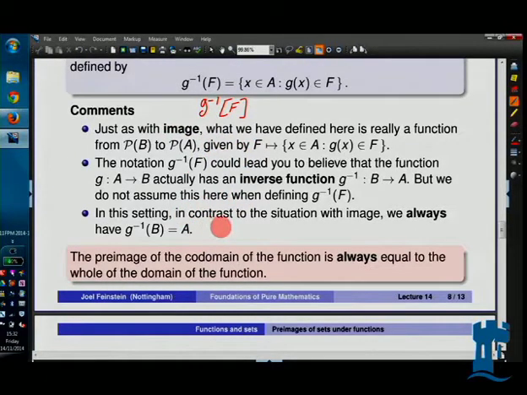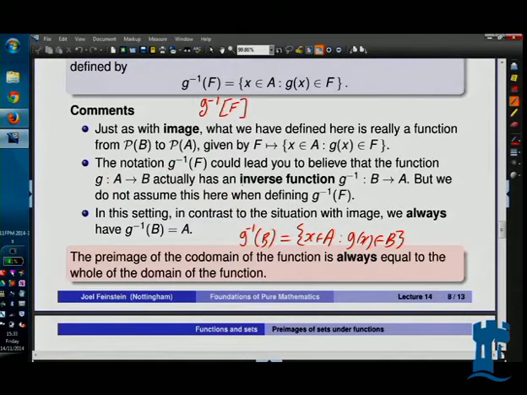And something interesting happens here. The preimage of the codomain is always equal to A. Why is that? Because the definition of g to minus 1 of B is, by definition, those x in A such that g of x is in B. But g is a function from A to B. If g is a function from A to B, then that means everything in A is going into B. So x in A, so g of x in B is going to be everything in A. G of x is in B, by definition of g being a function from A to B.